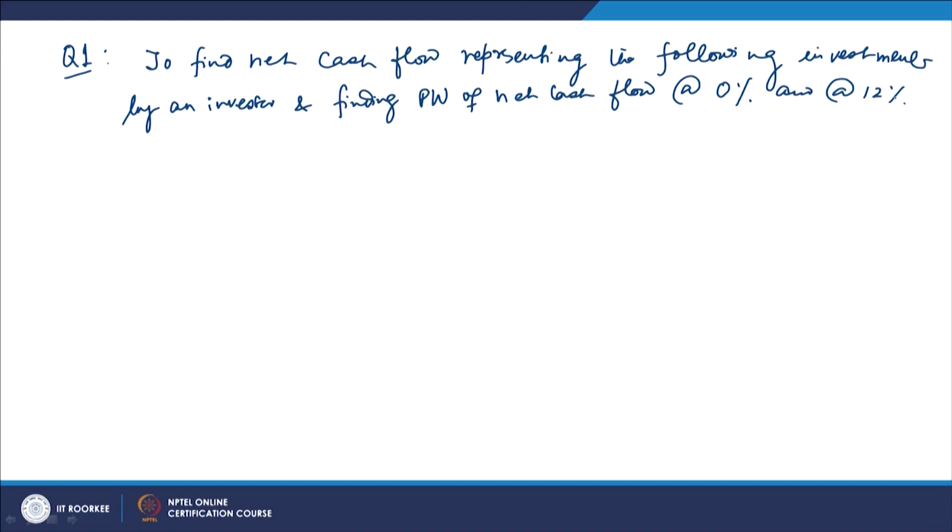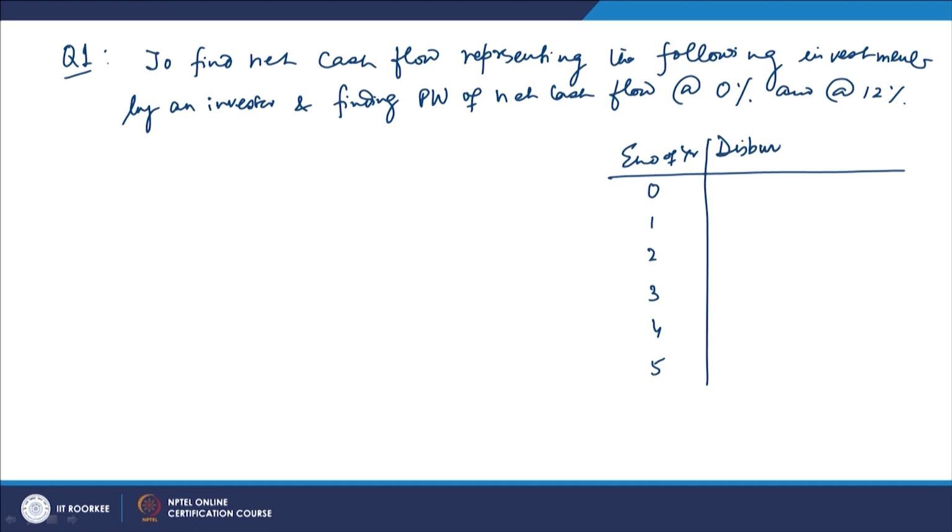This kind of problem is very common. We have the data given, and the data is like this: you have end of year here, moving from 0, 1, 2, 3, 4 and 5. Then you have the disbursement, and then you have receipt. At the end of year 0, the disbursement is 3 lakh, and the receipt is certainly 0. So, there is a disbursement of 3 lakh.